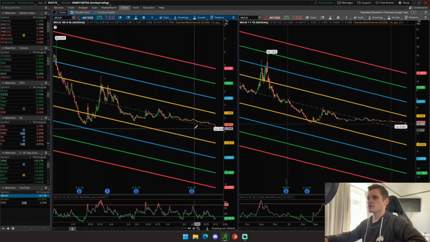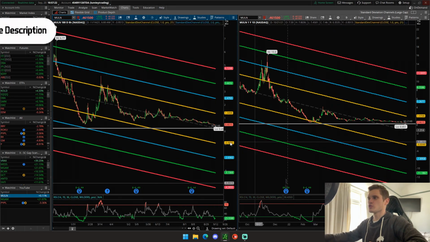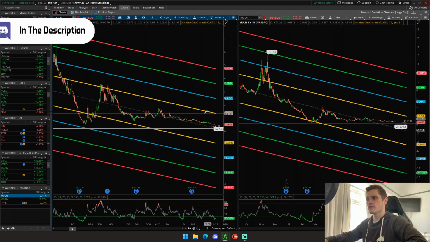So we can see firstly on the support side, we've already got one level, and that's going to be 22 cents, which is the statistical mean on the 6 month. All the other deviations on both the 1 year and the 6 month are negative from there.